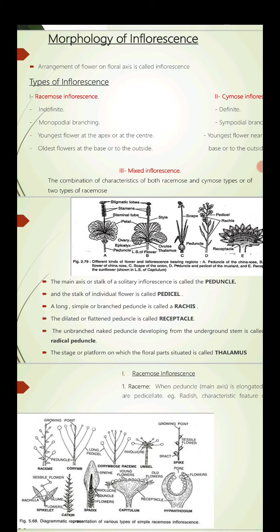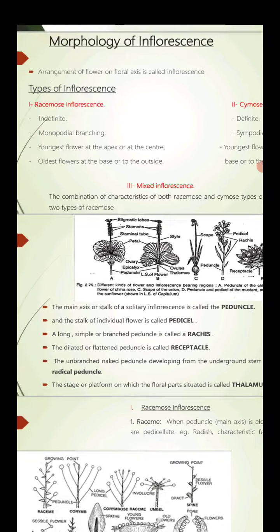So normally there are two types of inflorescence. The first one is the racemose, the second one is the cymose. So what's the meaning of the racemose inflorescence? It is actually the indefinite inflorescence, where the peduncle can produce an indefinite number of flowers due to continued activity of the growing point.